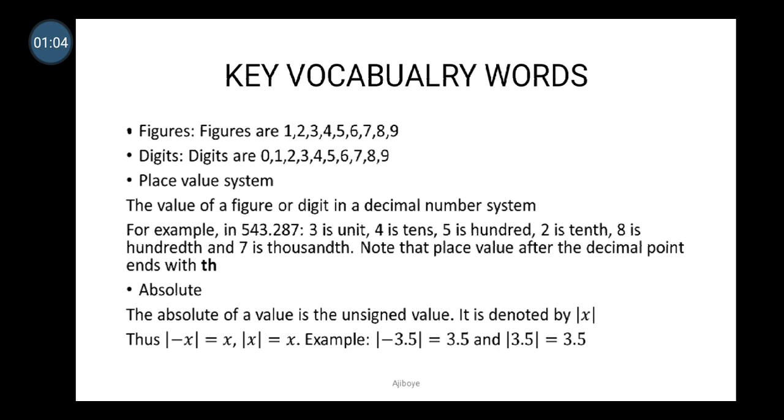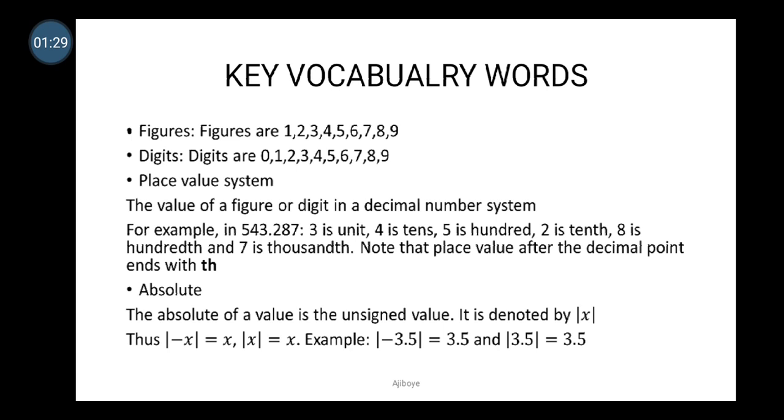Key vocabulary words. Figures. Figures are 1, 2, 3, 4, 5, 6, 7, 8, and 9. Digits. Digits are 0, 1, 2, 3, 4, 5, 6, 7, 8, and 9. You will notice the difference between figures and digits. In figures, you do not have 0. In digits, we have 0.